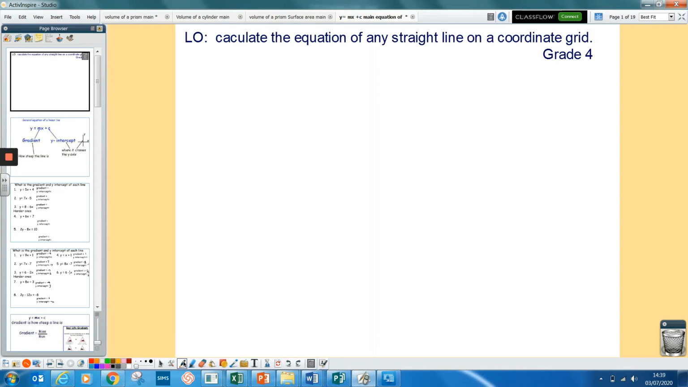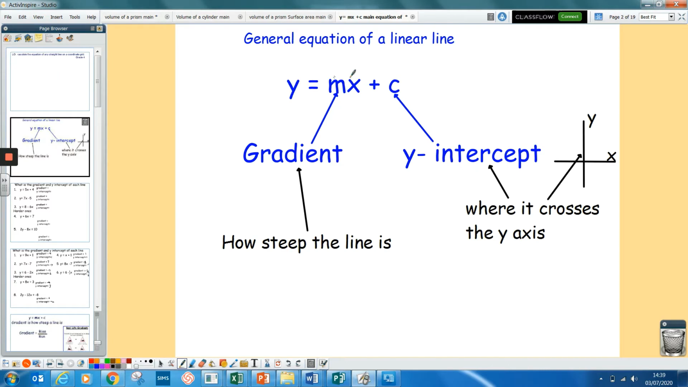We're going to be looking at equation of a straight line. So hopefully you remember equation of a straight line. The general formula is this: y equals mx plus c, where the m stands for the gradient, and the gradient is talking about how steep the line is. So the bigger the gradient, the steeper it is.